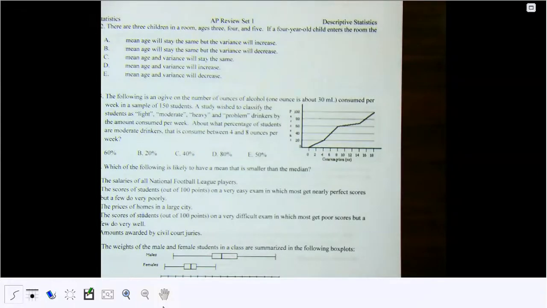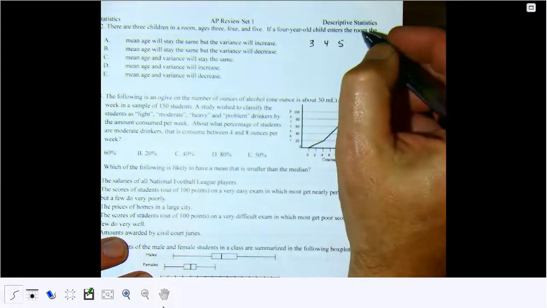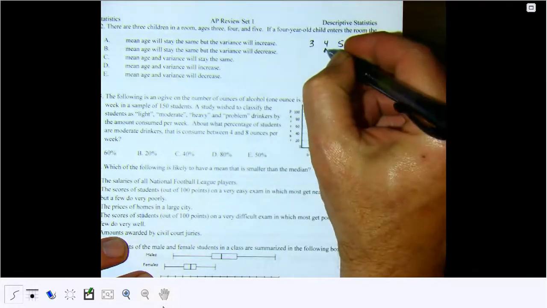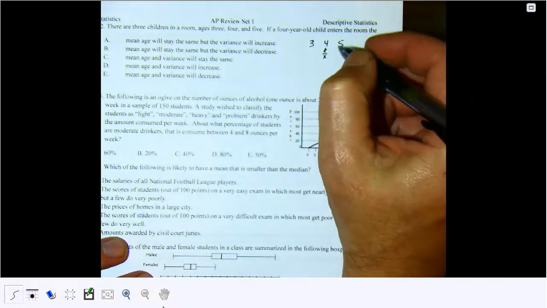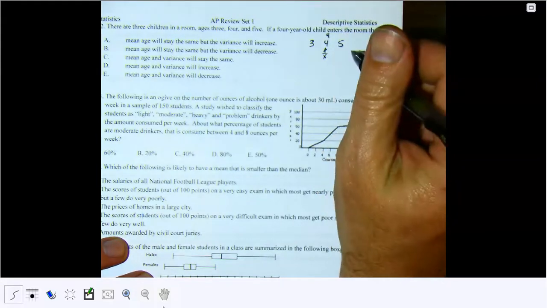Okay, number 12. There are 3 children in a room, ages 3, 4, and 5. A 4-year-old child enters the room. So we have a 3, a 4, and a 5-year-old in the room, which obviously has a sample mean of 4. And then another 4-year-old enters the room. Now, what is going to happen?